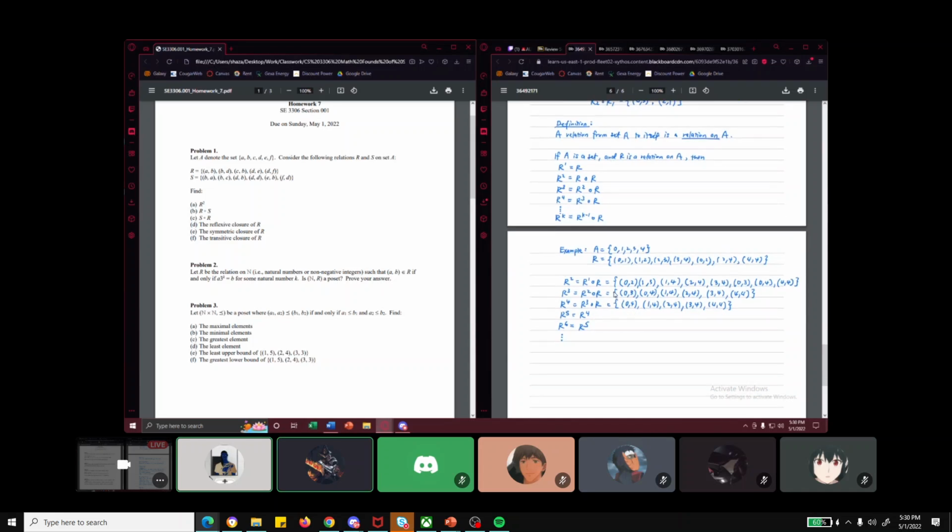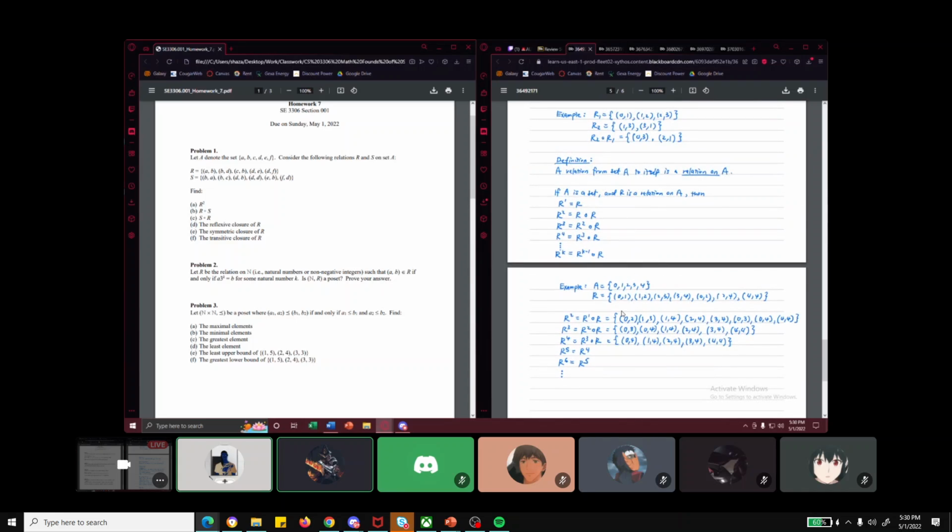These are the only notes that I saw. That's literally the only thing he has on there too. It's just kind of stupid. I guess he's just multiplying R by R.